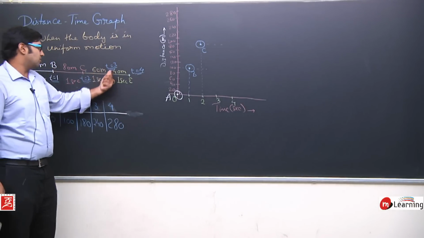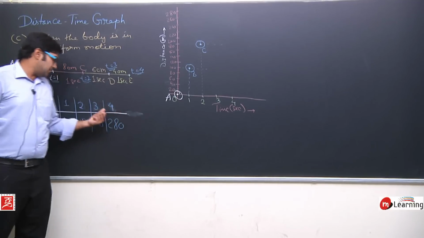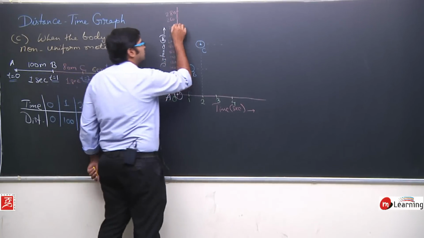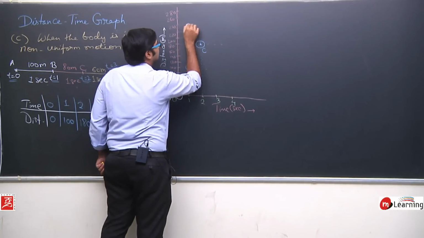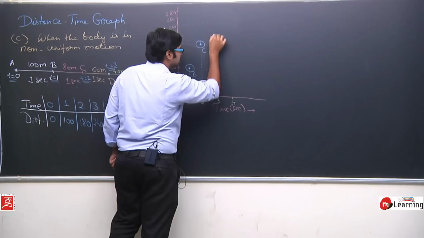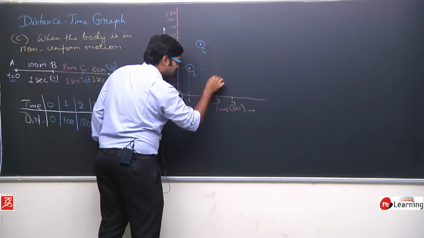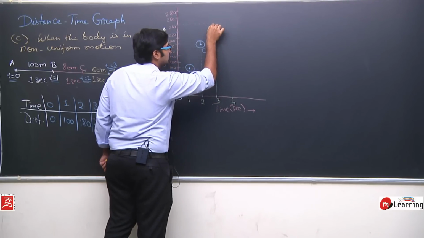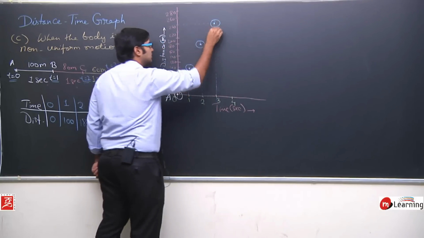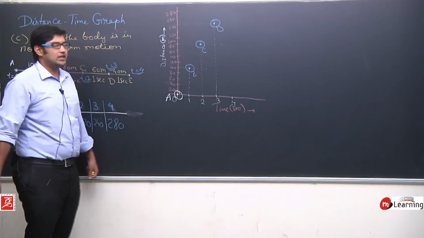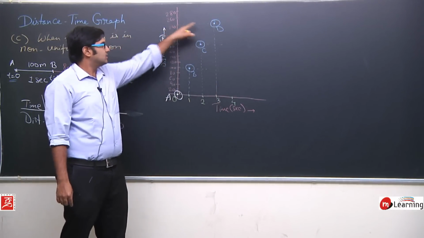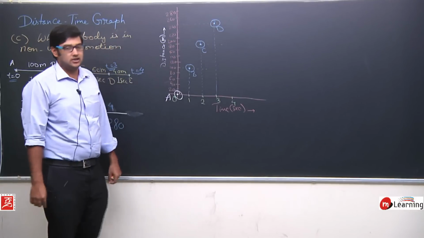Now after 3 seconds the object is at point D, and point D means in 3 seconds it has travelled 240 meters. So at 3 seconds I have to plot 240 meters like this, and this is point D. When the object has travelled for 3 seconds, it has reached point D, that is 240 meters.